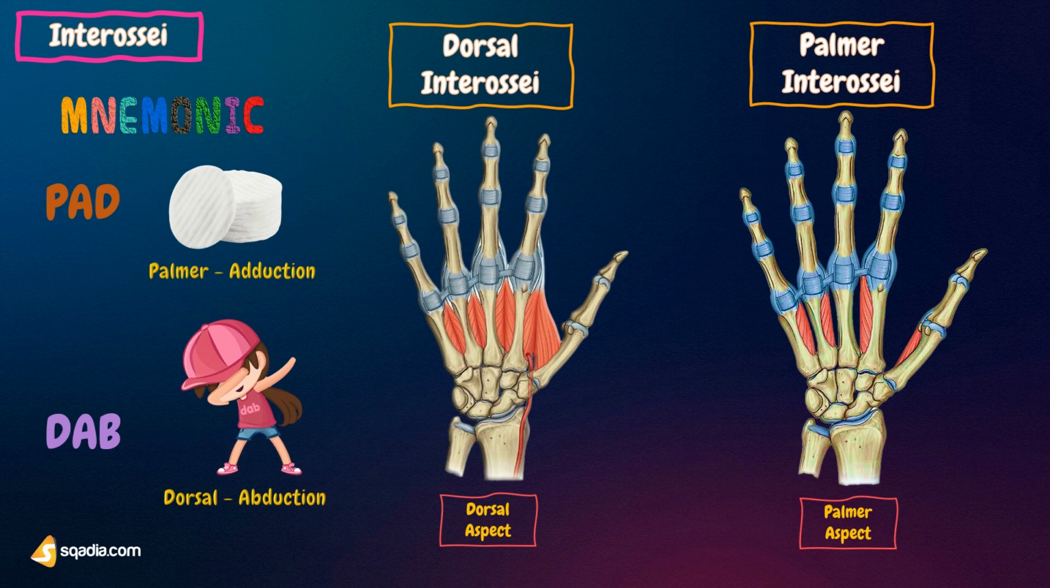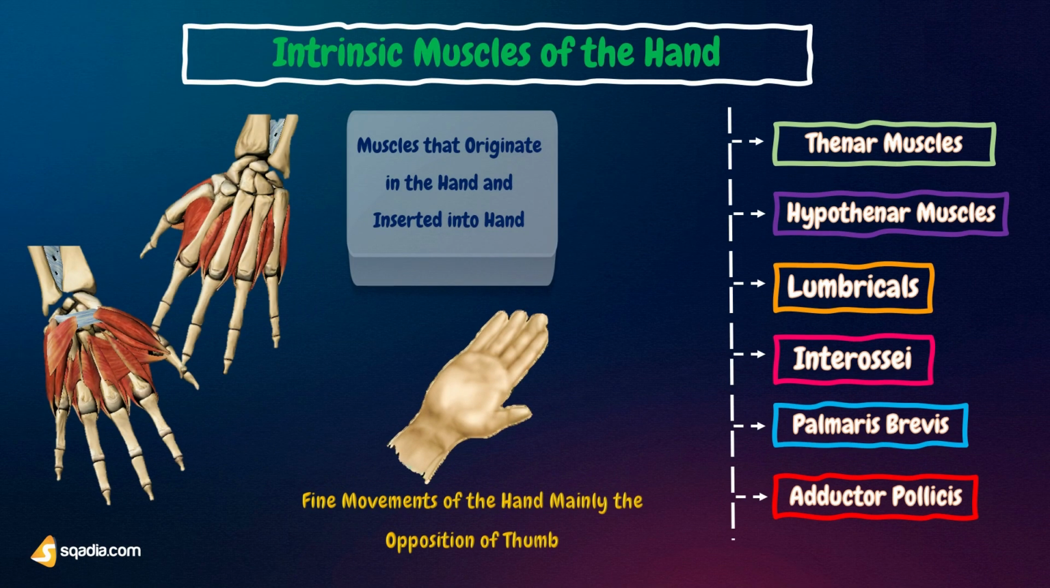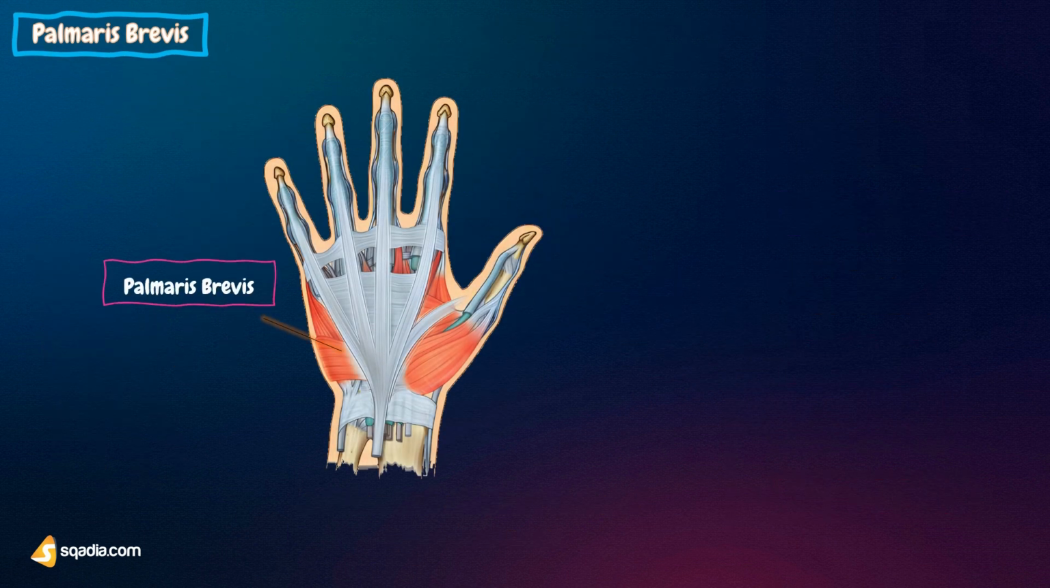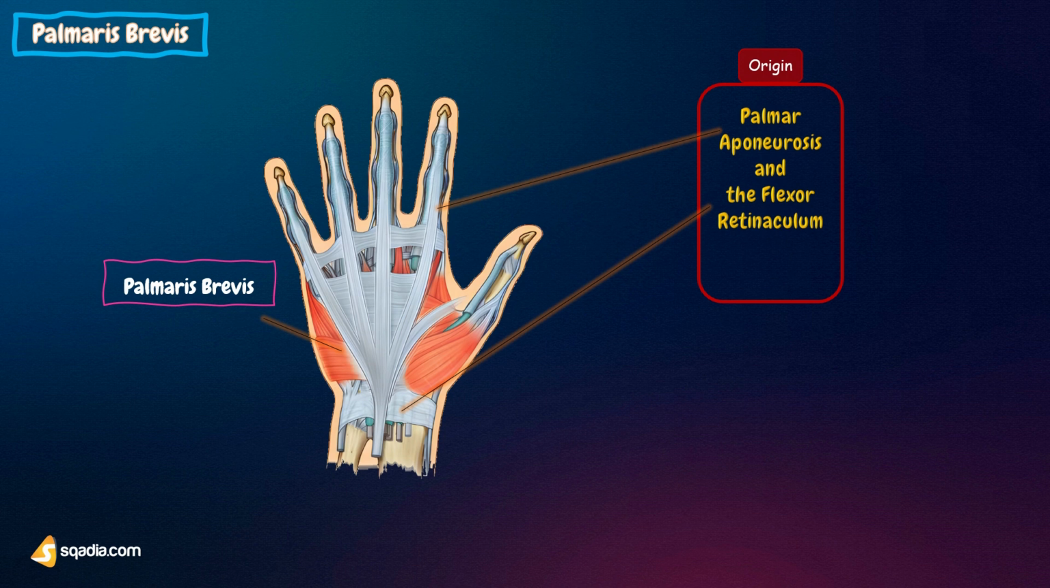There are two other muscles in the palm that are not lumbricals or interossei and do not fit in the hypothenar or thenar compartments. One is the palmaris brevis, which we already discussed when we talked about the superficial fascia of the hand. Let's go through it once again to revise it.